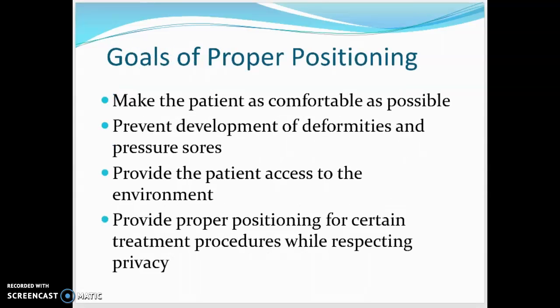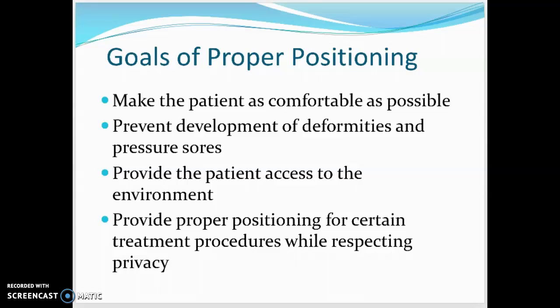So when we think about patient positioning, we want comfort, of course. We want the patient to be able to access their environment. And that may mean many different things. That may mean their ability to see what's happening in the room, or also their ability to move within their environment.